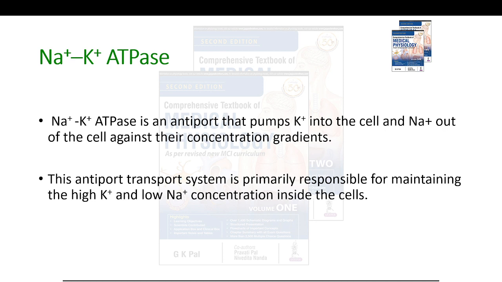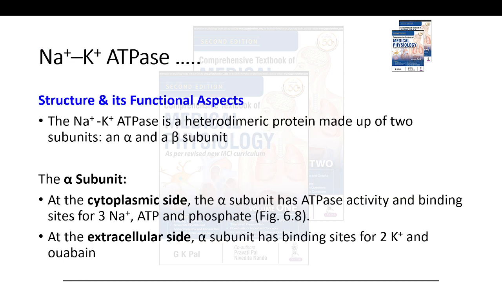Here, sodium and potassium are commonly called electrolytes. Sodium is a very important electrolyte which is present in the extracellular fluid, and potassium is a very important electrolyte which is present in the intracellular fluid. There should be an equilibrium between sodium and potassium, and that equilibrium should not be disturbed.